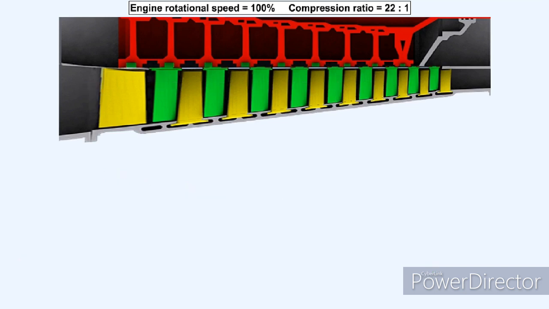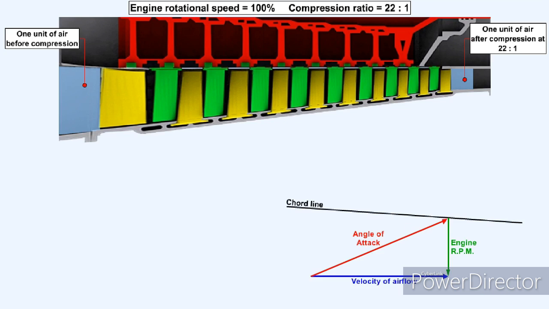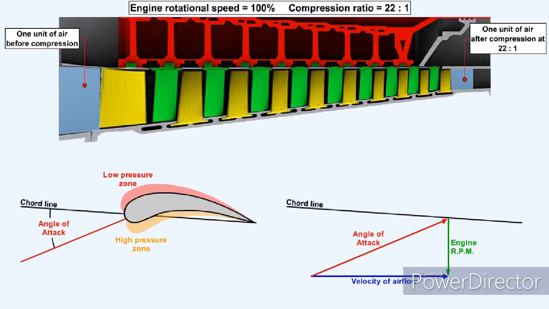If the compression ratio of this particular compressor is designed to be 22:1 at 100% engine RPM, then this diagram depicts the volume of a unit of air under normal compression reducing as it passes through the compressor at 100% power. The vectorial relationship between the engine RPM and the airflow axial velocity will give this angle of attack over the rotor blade, and these pressure zones, which are the optimum that would occur at the design point. The design point is that point in the engine's performance criteria where it's operating at its optimum compression ratio, RPM, and air mass flow.